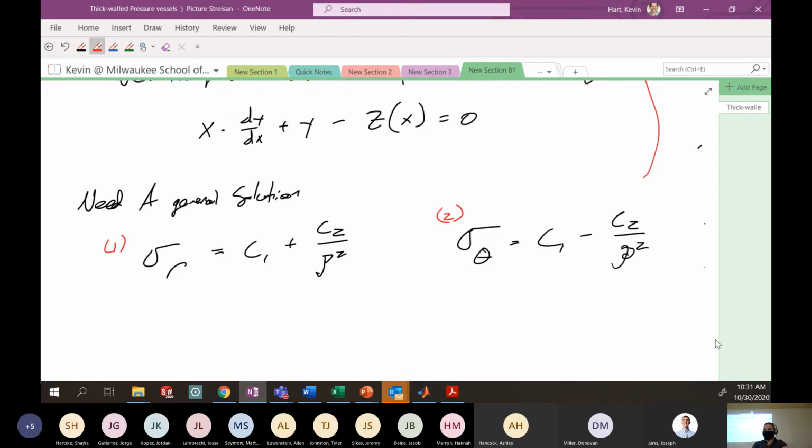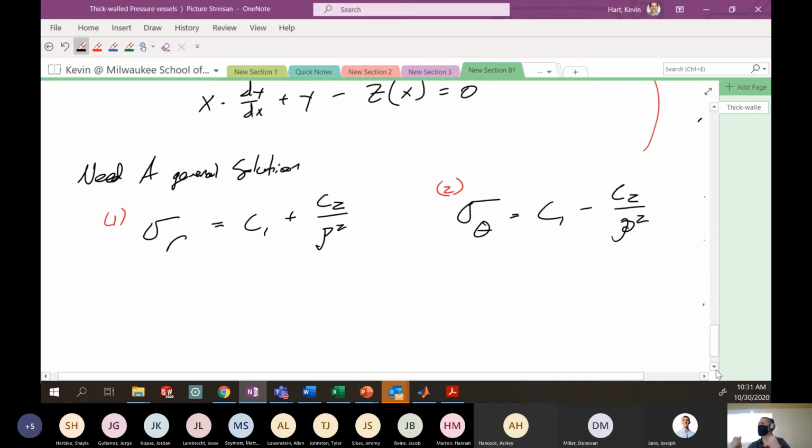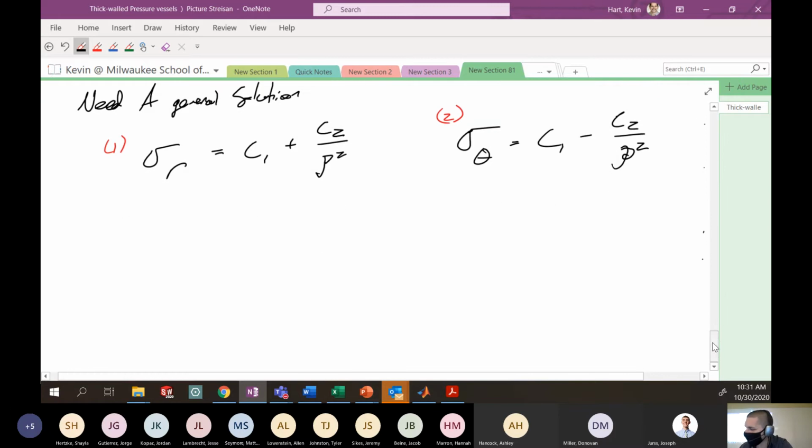How do we solve for the variables C1 and C2 if you have a differential equation and general solution? You took differential equations, right? We talked about this with buckling. How do you solve differential equations? If you have a general solution, you need a particular solution. Need boundary conditions.